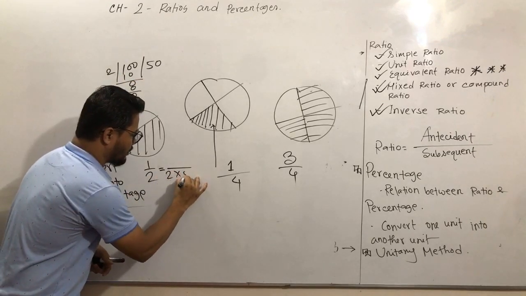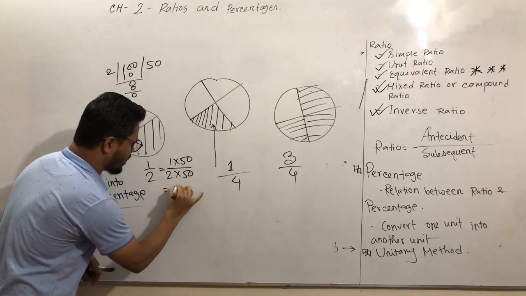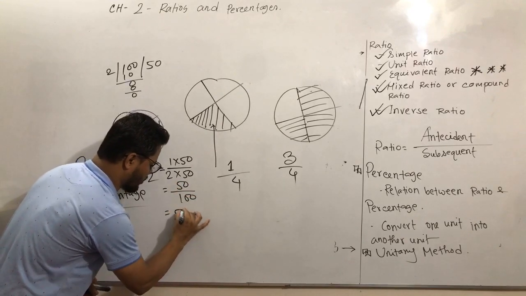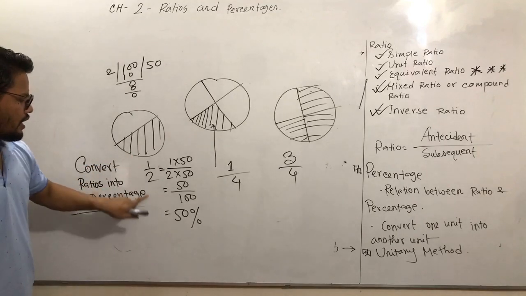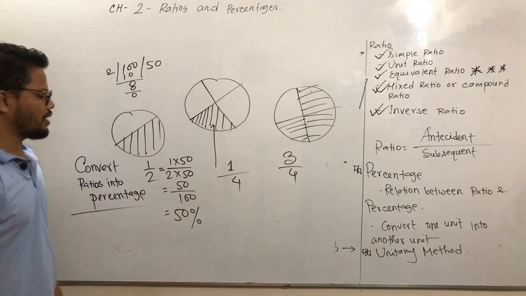Now you can multiply both by 50. You will get 50 by 100. That is 50%. This is called 50%. You can convert this ratio into a percentage, and it will be 50%.